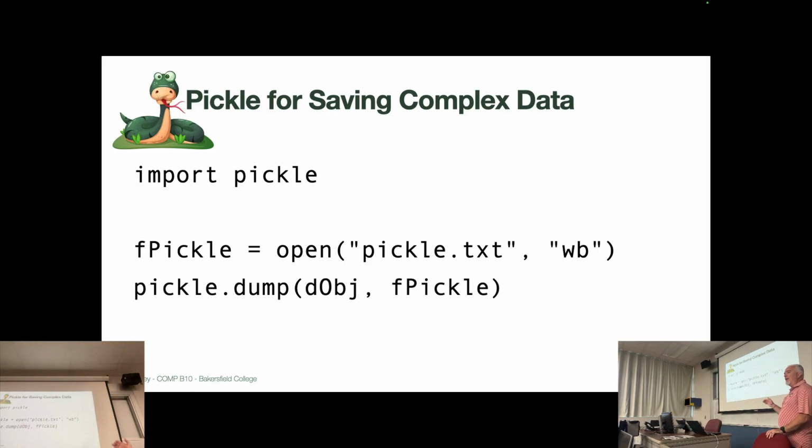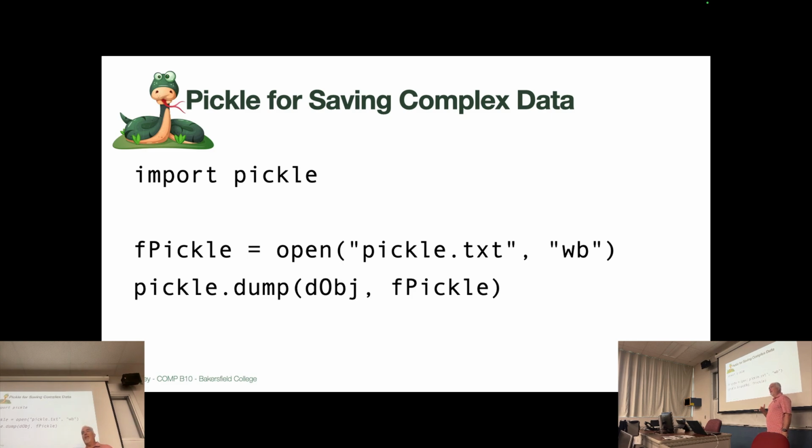If I want to save any complex object, anything, all I have to do is these lines. The first one, I import the Pickle module. The second one, I open a file. This is all familiar to you so far, with the exception of this. WB does not stand for Warner Brothers.